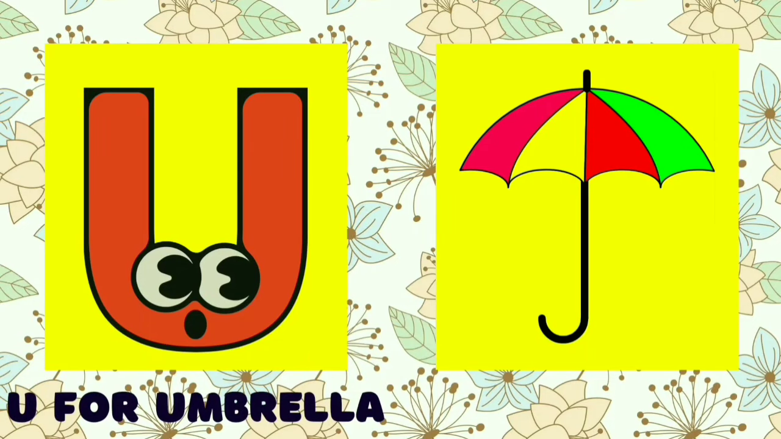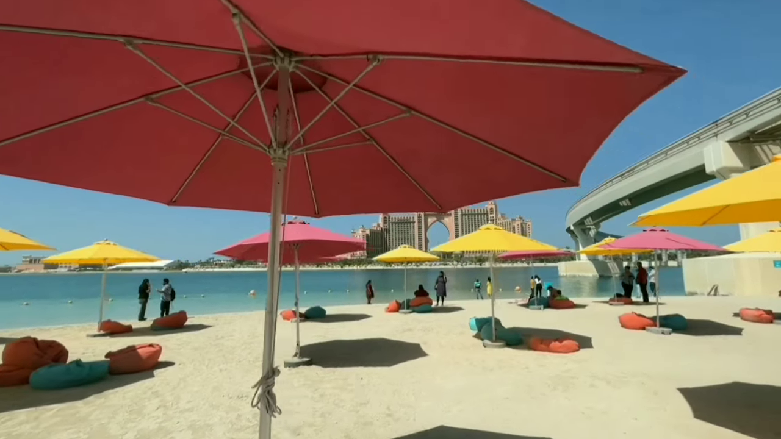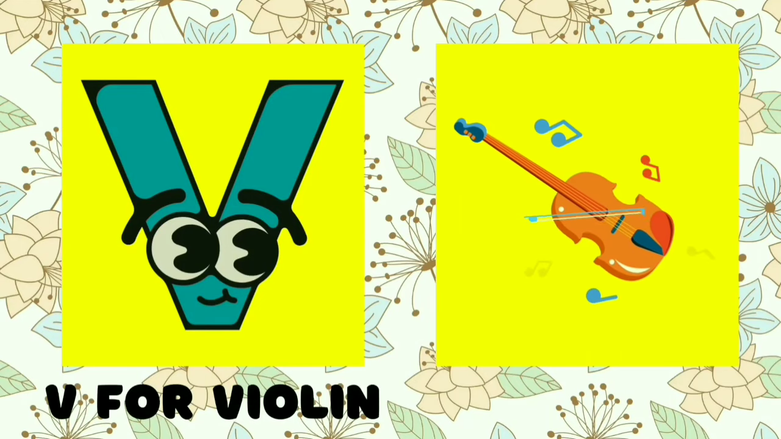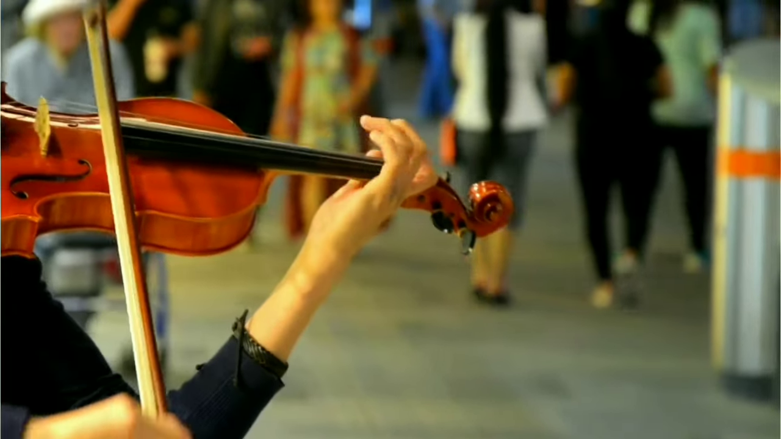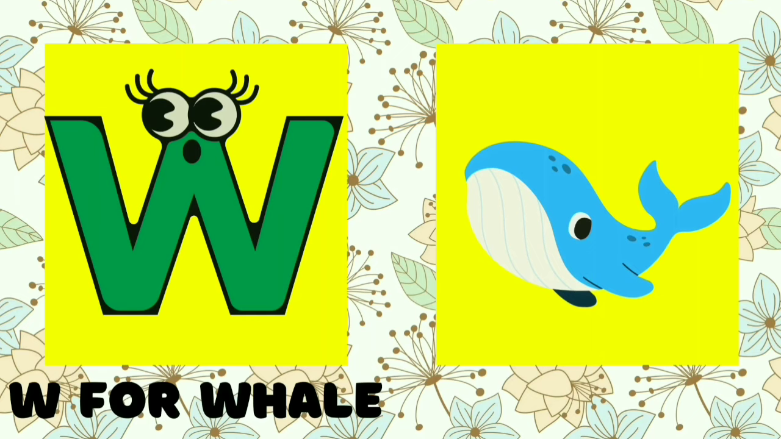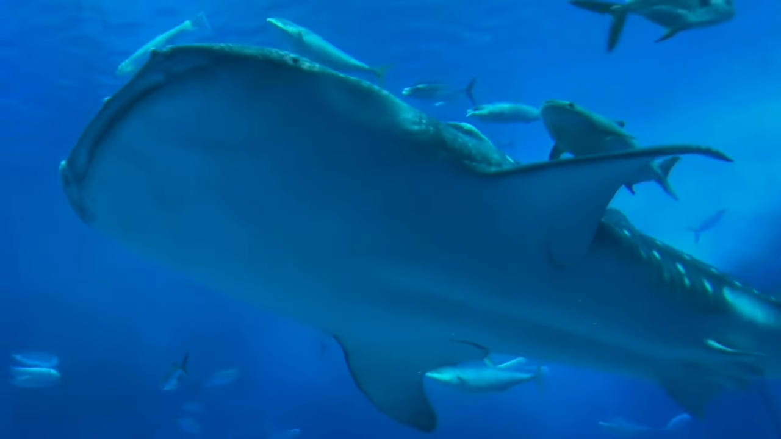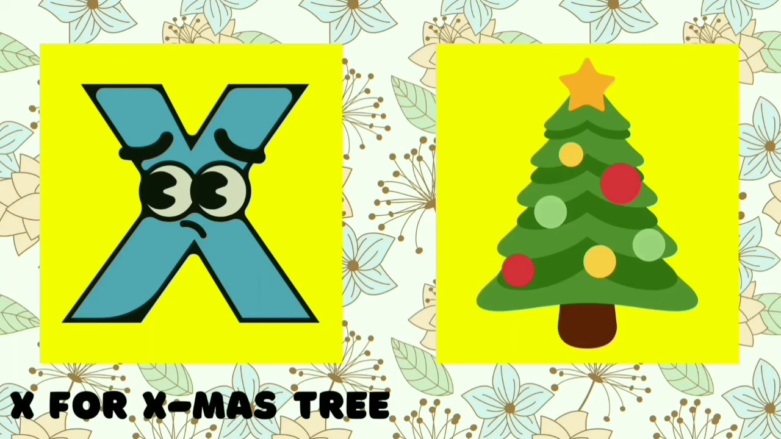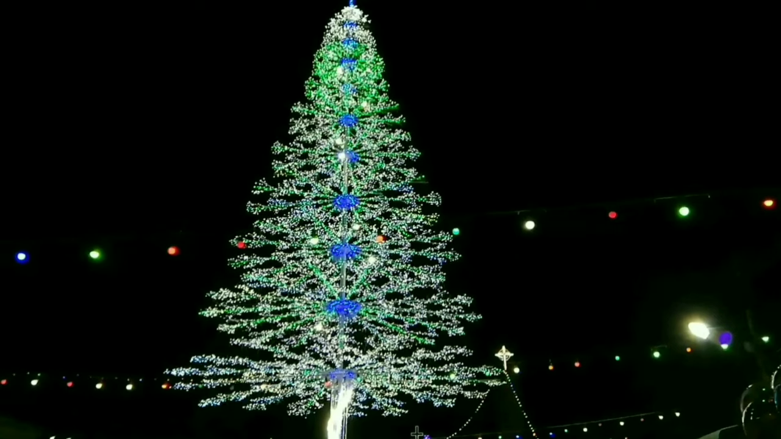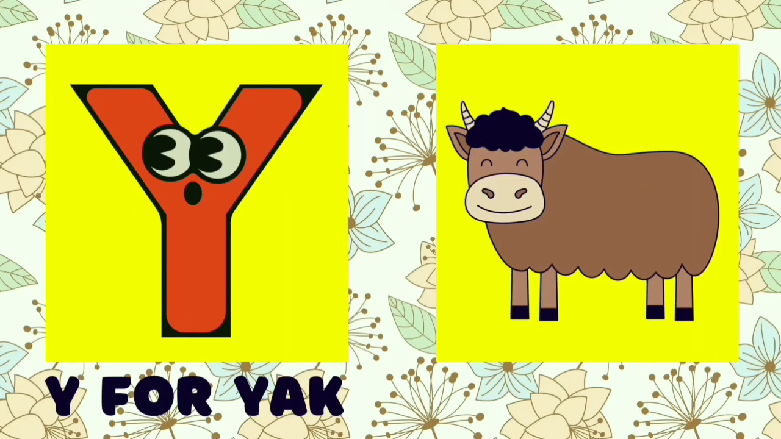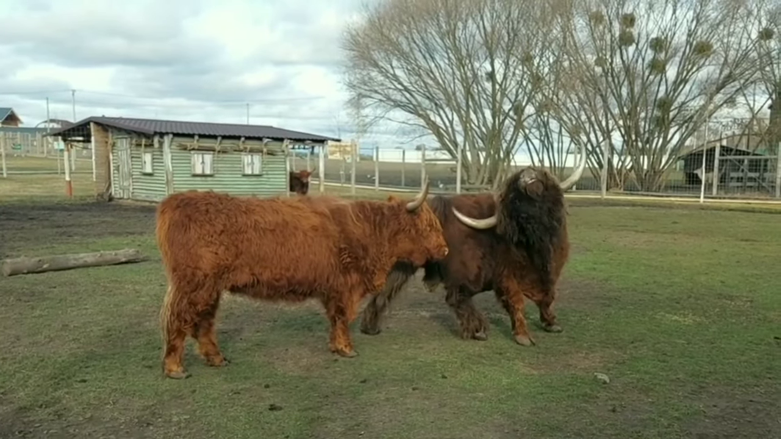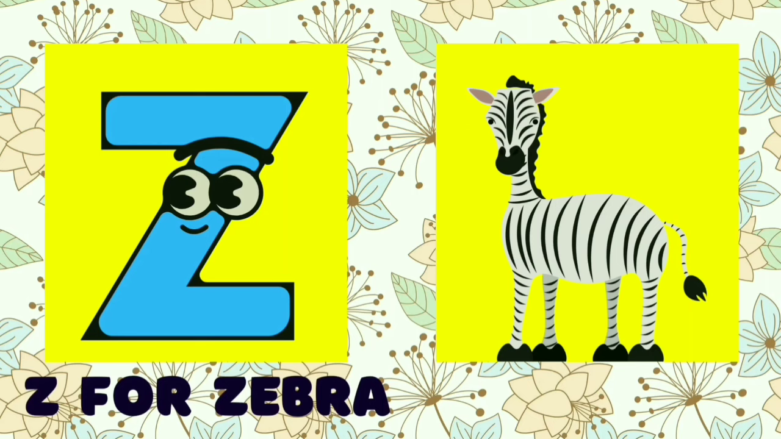U for umbrella. V for violin. W for when. X for Xmas tree. Y for yak. Z for zebra.